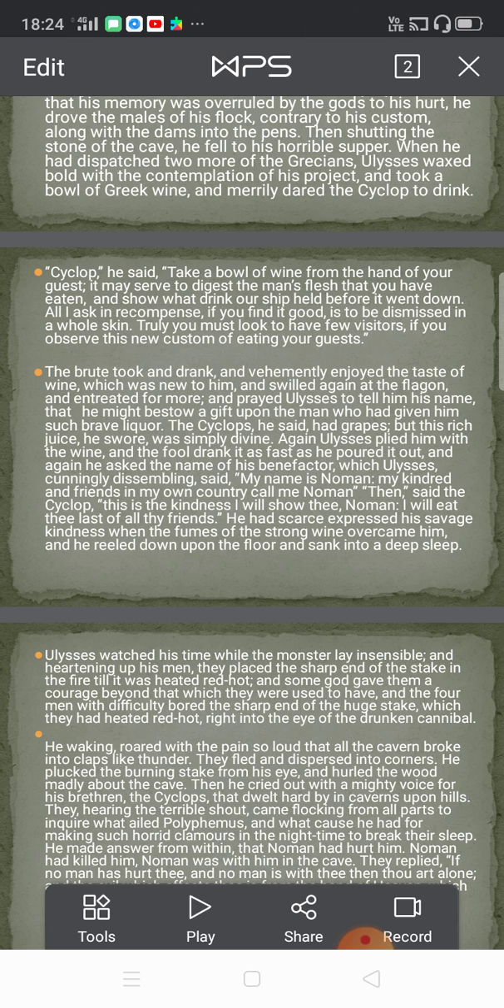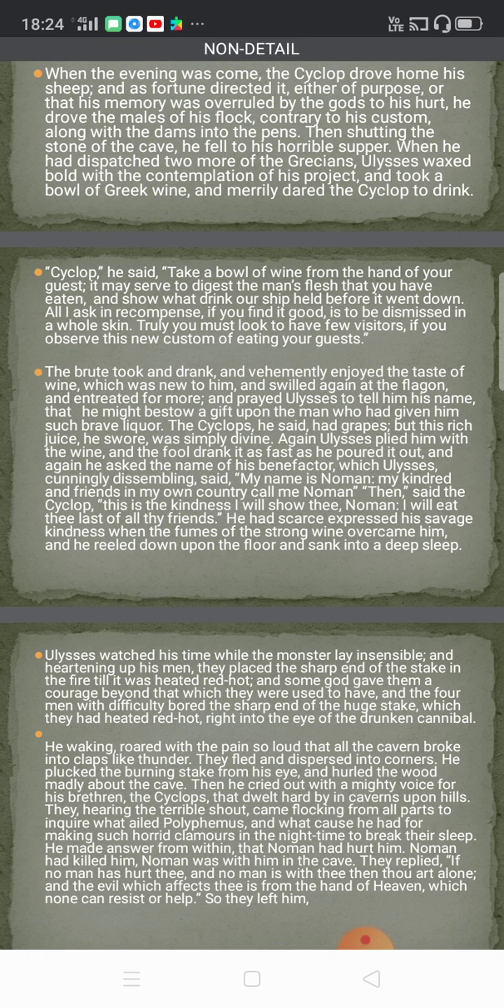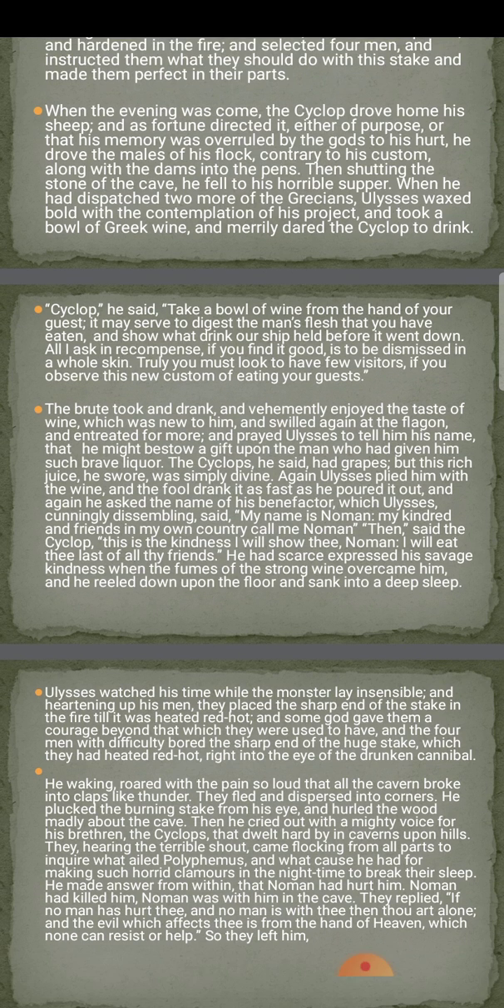That red hot right into the eye of the drunken cannibal. Cannibal means the man who eats the flesh of another man. He is called cannibal. He, waking, roared with the pain so loud that all the cavern broke into claps like thunder. So with a shake, he got up and gave a roar. Roar means to shout loudly, to thunder.